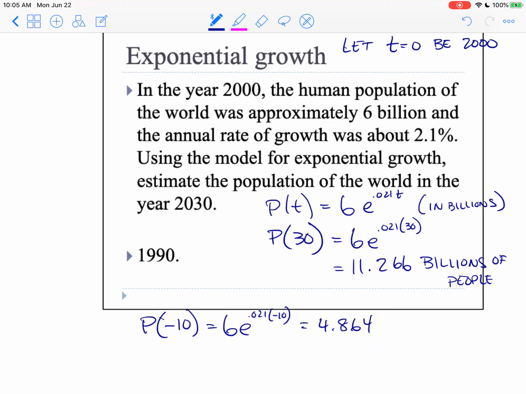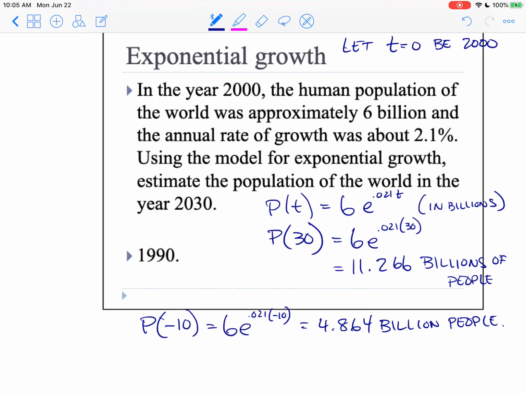4.864. Okay. Now you can look up the population of the world in the year 1990 and see if this is accurate. I'm guessing it probably isn't wildly accurate, but maybe it is.